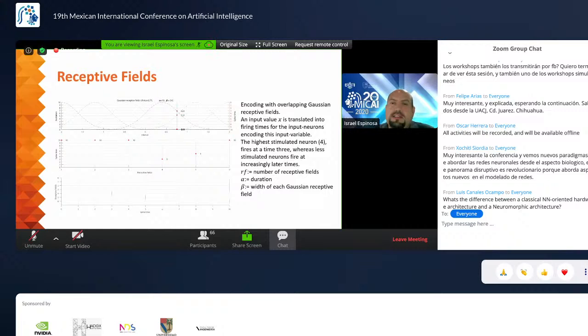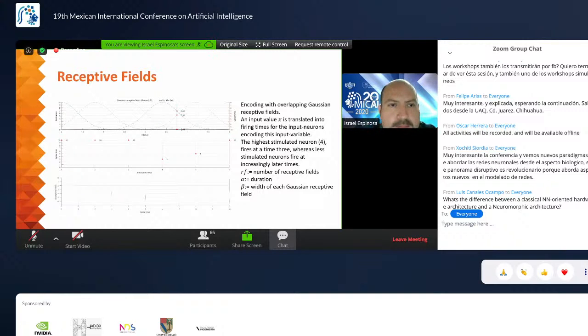And one of the properties of that Gaussian function is that we have to define the width of the signal, right? So far we have two things. We have the number of Gaussian receptive fields that we have to define, the width of that receptive field, and also we have to define the duration of the spike train. So if we have a number, we have to transform it into a spike train. That spike train has a duration. So in this example, we define the duration of 10 time units, right?